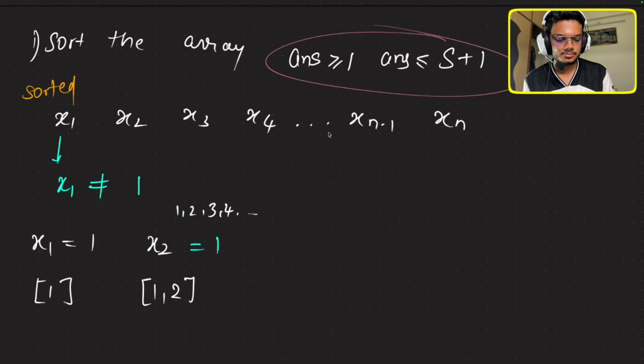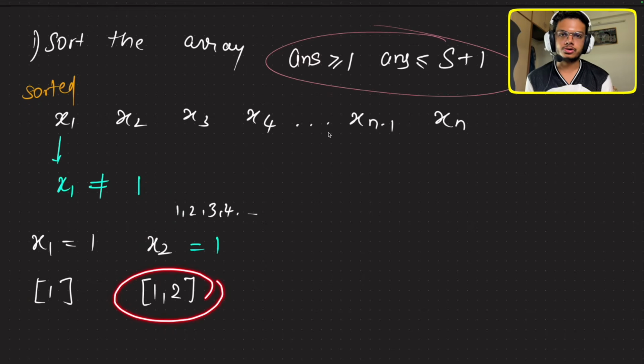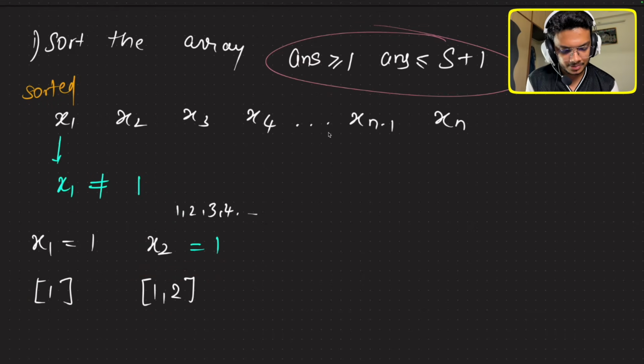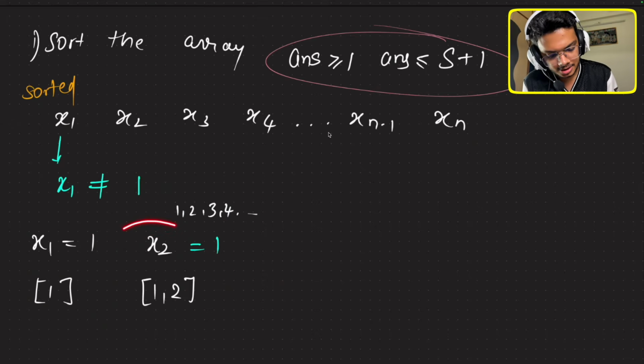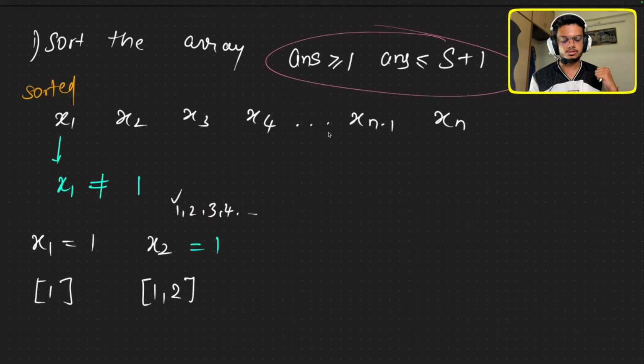So if x1 is 1 and x2 is 1, we can create sum 1 and 2 both. How? If you want to create sum 1, you just take this guy as a subset. If you want to create sum 2, you take 1, 1, right? So what I mean is, if x2 is 1, we can create sum 1 and 2. So for x2 equals 1, yes, we can create sum 2 as well.